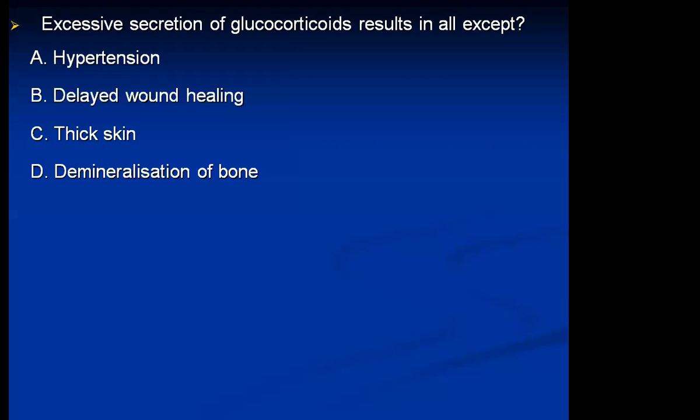Hypertension, yes. Delayed wound healing, yes. Demineralization of the bone, yes. Thick skin, no. I told you it will lead to paper-like skin in Cushing syndrome. So the wrong answer, or the right response in this particular MCQ, is thick skin.